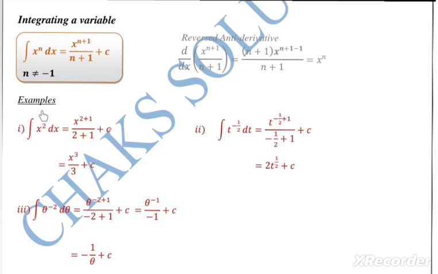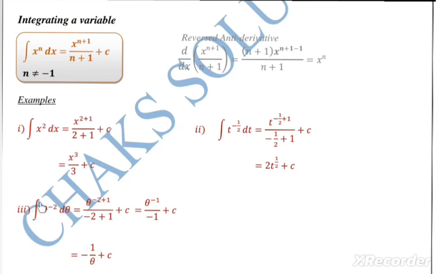Right, so item 1, the integral of x to the power 2 dx. This will result in x, then on the power we add 1, so it's 2 plus 1 over 2 plus 1, plus a constant c. So this will result in x to the power 3 over 3 plus c. Then item 2, the integral of t to the power minus half dt is equal to t to the power minus half plus 1, we add 1 on the power, over minus half plus 1. If we simplify this part, it will result in 2 t to the power half plus c.